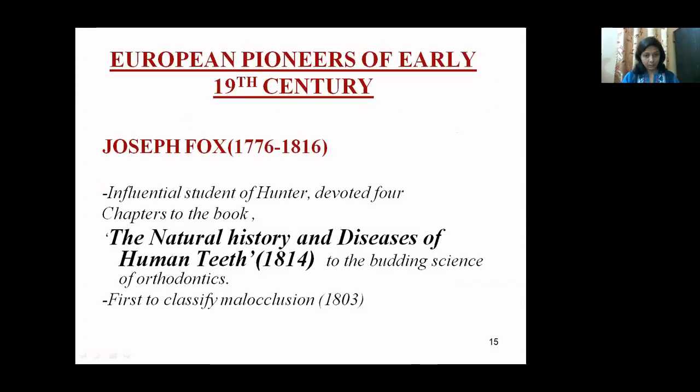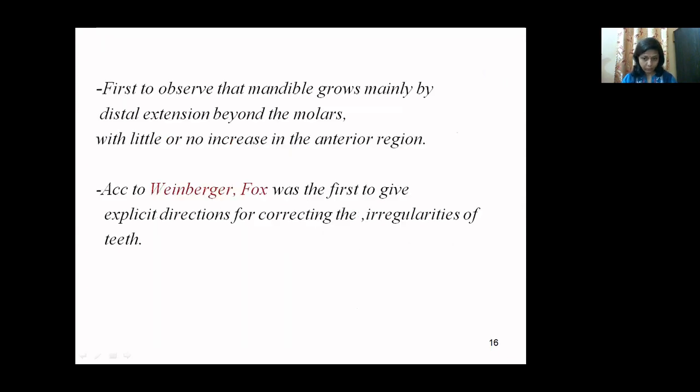And in the 19th century again, Joseph Fox, who was an influential student of Hunter, devoted 4 chapters of the book The Natural History and Disease of Human Teeth to the budding science of orthodontics. He was the first person to classify malocclusion in 1803. He was the first to observe that the mandible grows mainly by distal extension beyond the molars, with little or no increase in the anterior region.